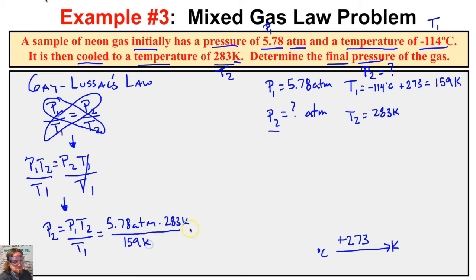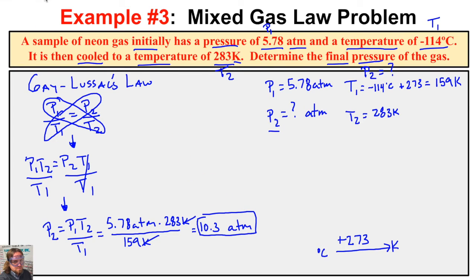So let's get our calculator out. We have 5.78 times 283 divided by 159, and we're going to end up with 10.3 approximately. Kelvin is going to cancel, leaving us with the unit atm, and 10.3 atmospheres should be our final pressure of this gas. Alright, so this is a Gay-Lussac's law problem.